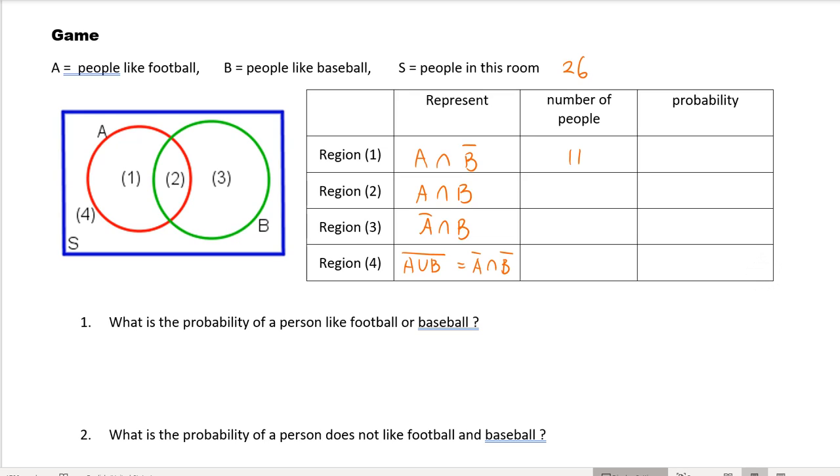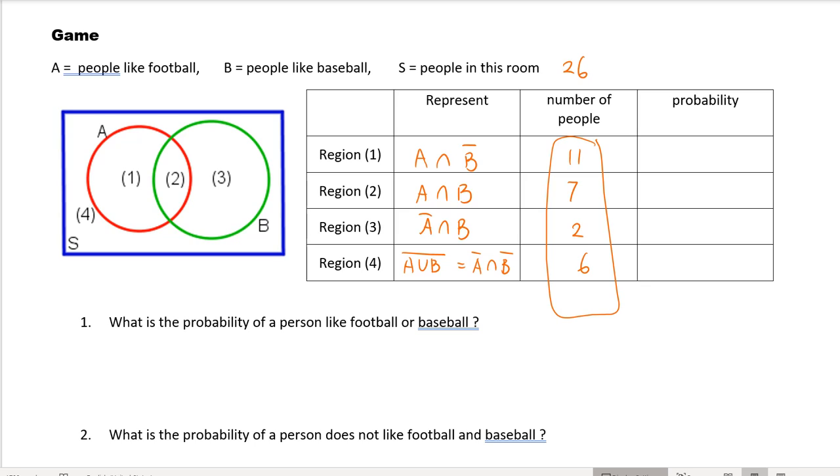And then region 2, students who like football and baseball. Let's say it's 7. And then region 3, students who like baseball but not football. Let's say it's 2. And region 4, the students who like neither. Let's say this is 6. Actually, this data comes from my previous semester class. Okay. All right. And check out, when you add those all up, you get 26.